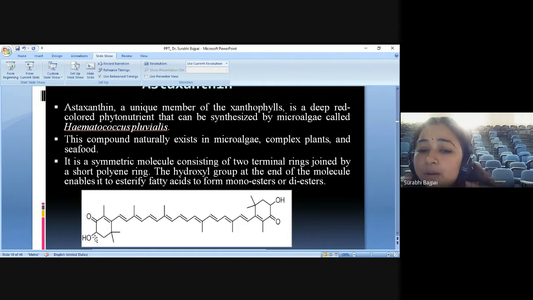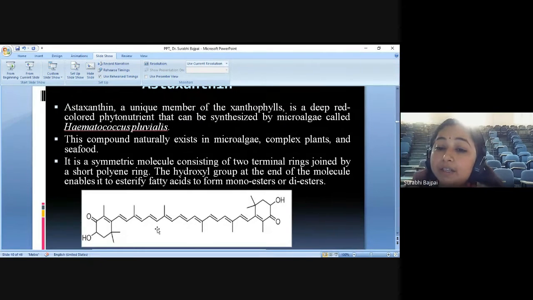The hydroxyl groups are not just one, but two hydroxyl groups that are present on the rings of the molecule, which enable it to esterify fatty acids to form monoesters and diesters. Now, this is a remarkable feature which is an advantage over other xanthophylls. Other xanthophylls have only one OH group. So astaxanthin is a unique member which has two OH groups. Now, what is the advantage of this group? This helps in quenching: the hydroxyl group accepts the electrons, and then the whole structure stabilizes itself.